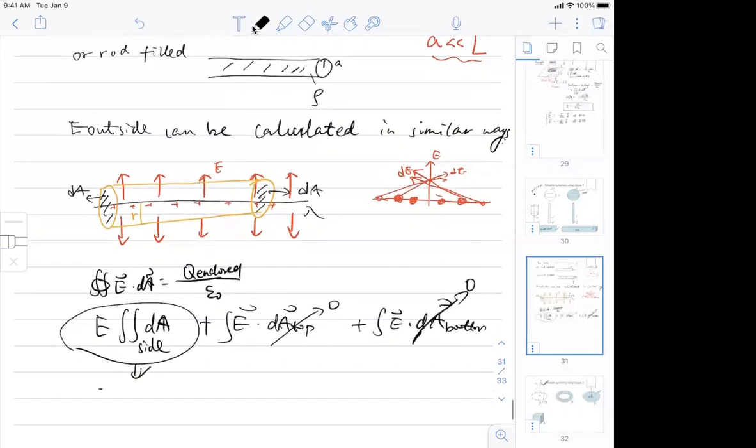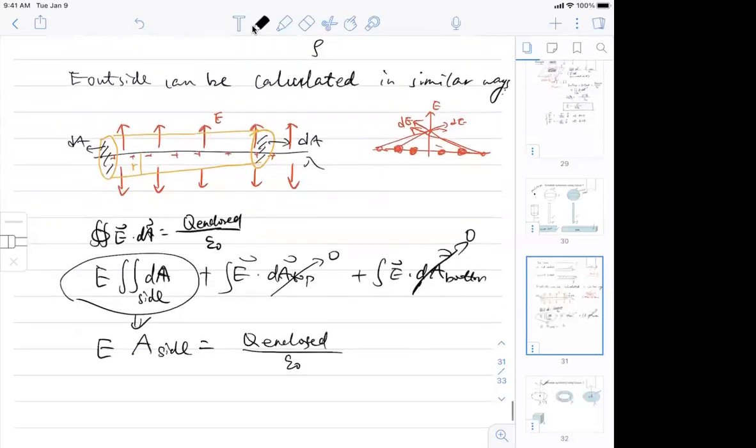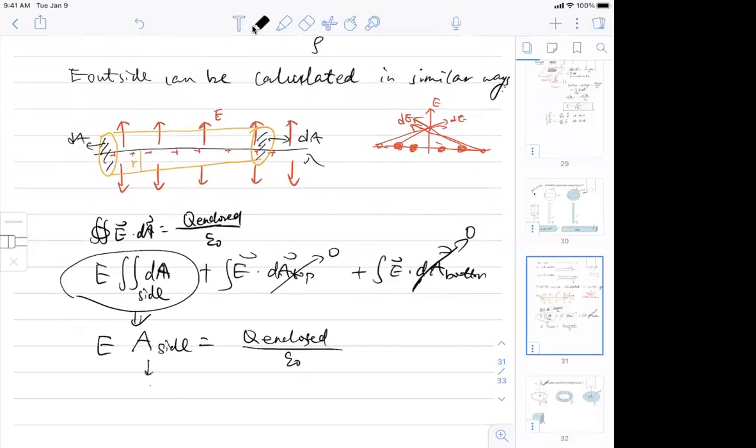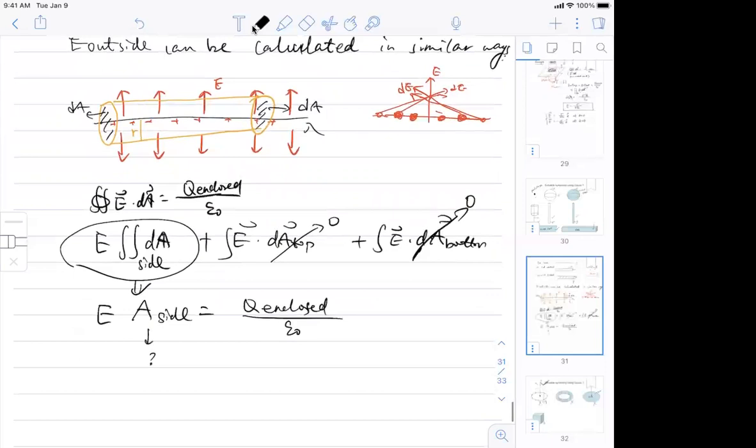Okay, so the E, and the area of the barrel, the area of the side. So what is the area of the barrel? Anybody? Pi r squared. That would be the area for this. Two pi RL. Okay, thank you for the answer.